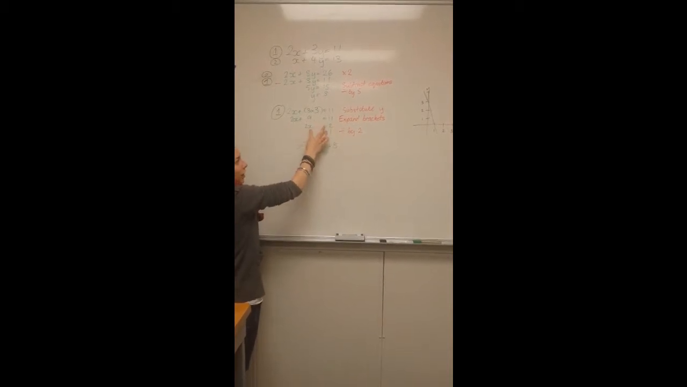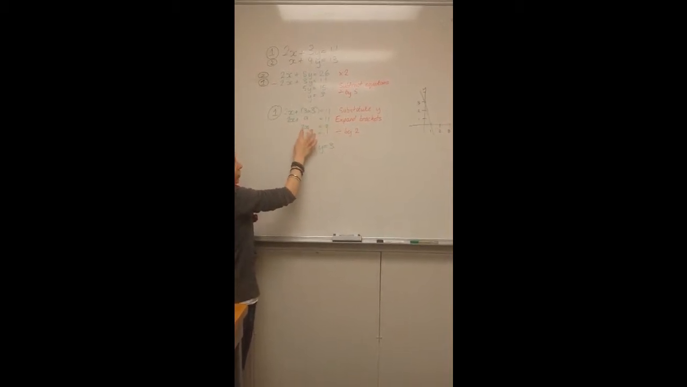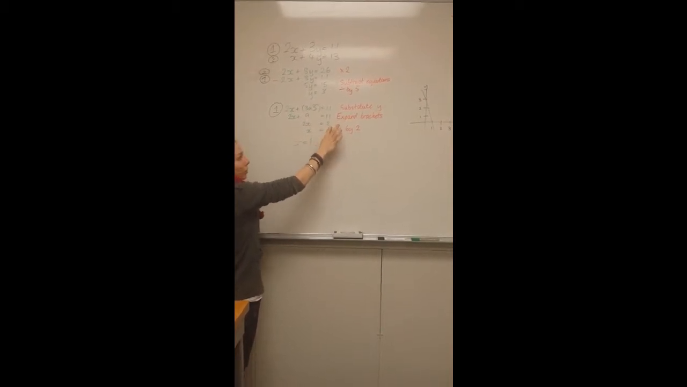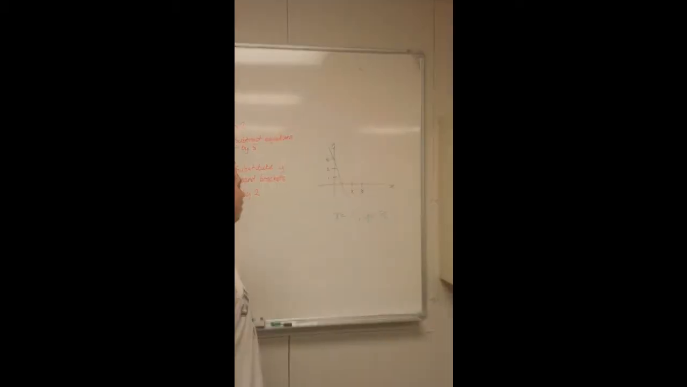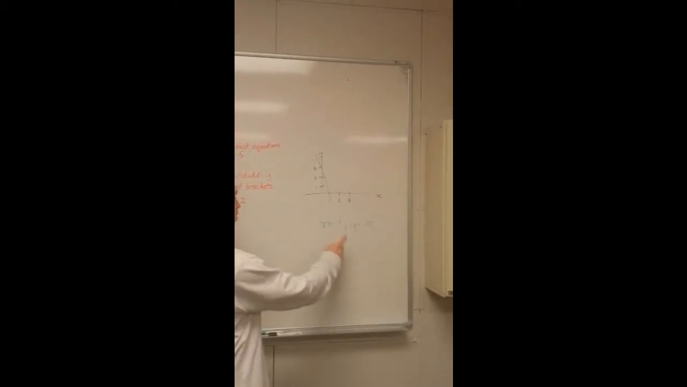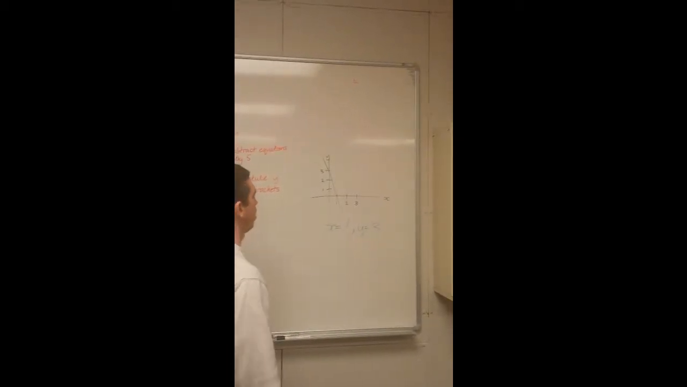So now you have 2x on this side and 2 on that side. What you do is you take this 2, since it's next to the x, and you divide it on this side, which will leave you with 1. X equals 1.